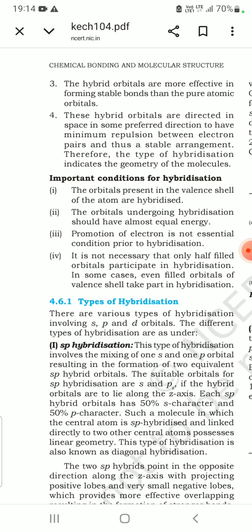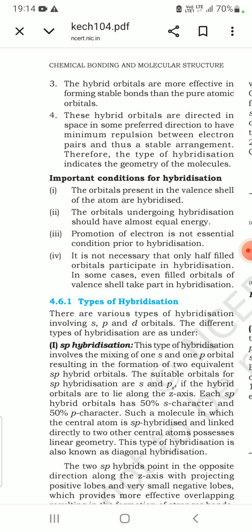So revise once again. The first is that the orbitals present in the valence shell of the atoms are hybridized, not electrons. Next, orbitals undergoing hybridization should have almost equal energy. Third is that promotion of an electron is not an essential condition prior to hybridization. And the fourth one is as given.